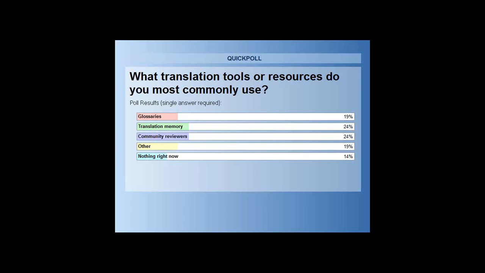So it looks like, again, it's interesting. It's roughly split, but there is an important difference there in terms of other, nothing right now, 14%. So it looks like glossaries, translation memories, and community review are actively in use across the groups. So that's great to know. And we're going to incorporate that as we start to look at the next round of slides. And then for those of you who put other, if you want to share that with us in the panel, we can share that with the wider group. So you can type that into your chat, we can collate it here, and then we can release that here at the end of the slide set.